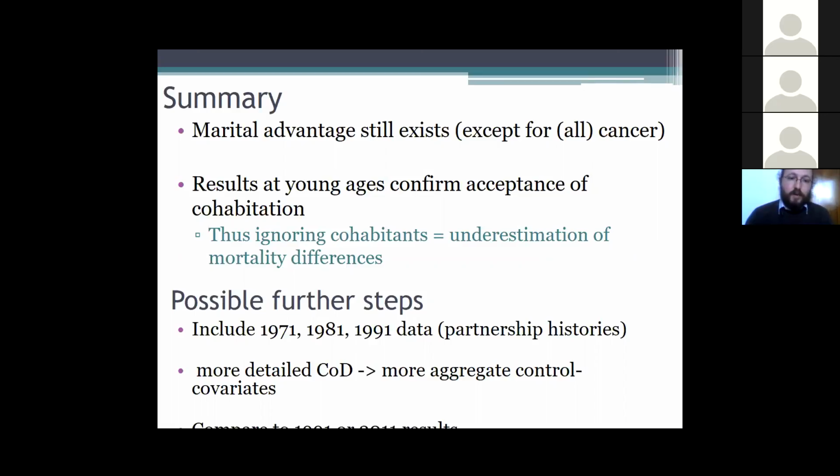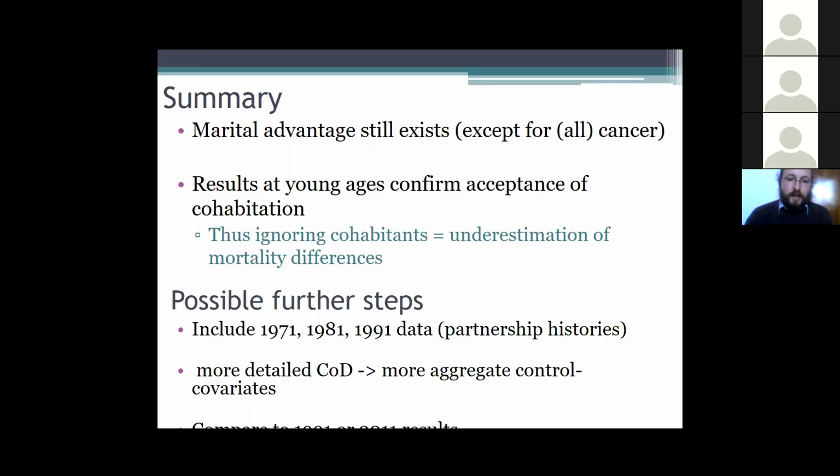And as we saw, for the youngest age groups, this seems to be the case. But it also means that if we ignore cohabitants and just look at marital status, we would underestimate the mortality differences for non-married individuals.